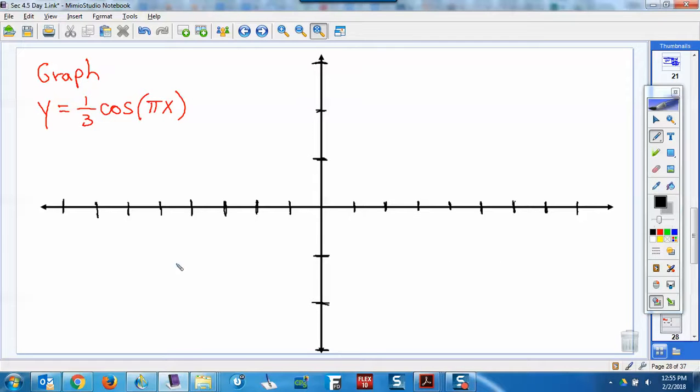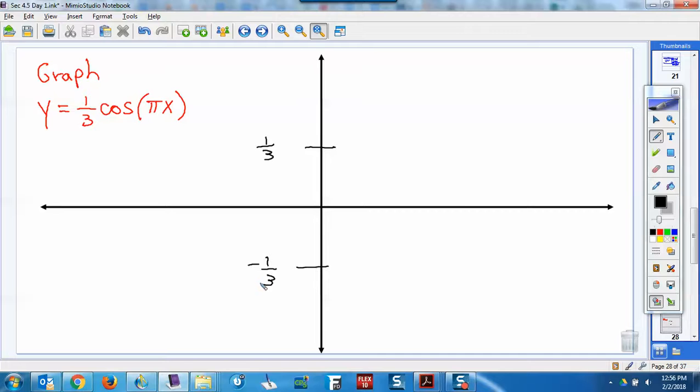So you got 1/3 cosine pi x. Okay, so again, let me get rid of these marks. I'm just going to put in the marks I need. Now, what's 1/3 mean? Shrink. But you know what? I'm not going to get real picky with you. How about we just call that 1/3 and we call that negative 1/3? You see what I mean by it's not really going to be the scale? Every graph's not going to have the same scale.